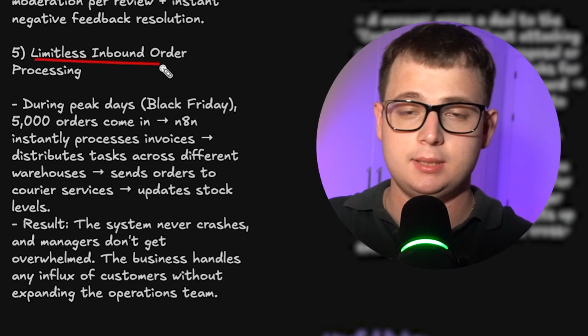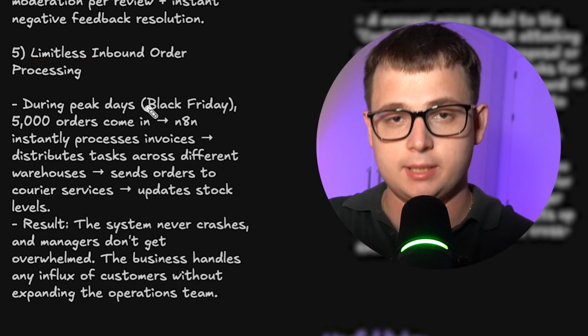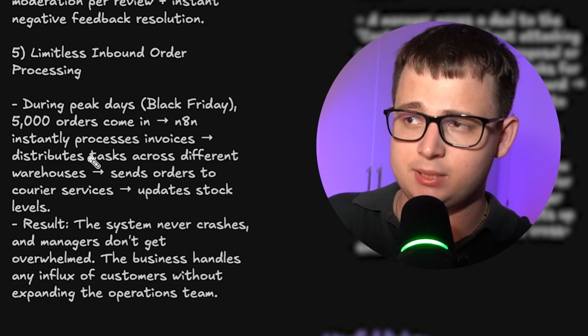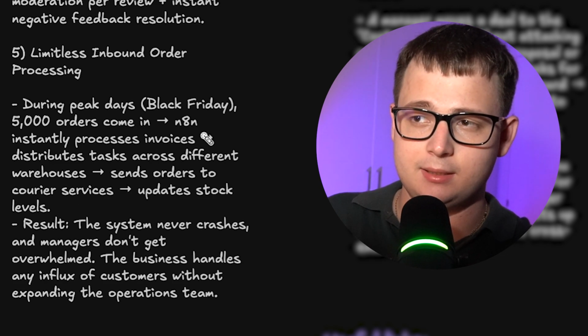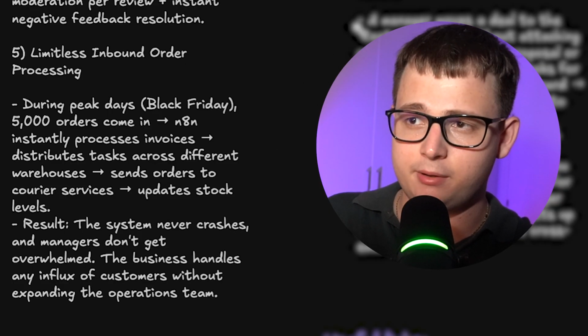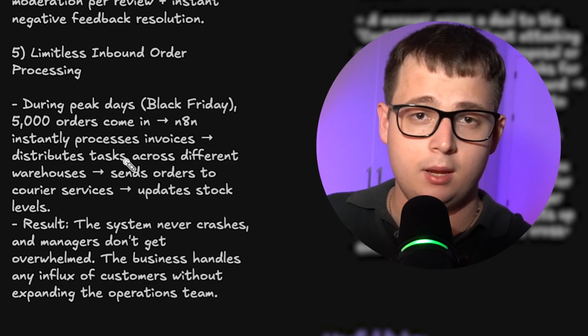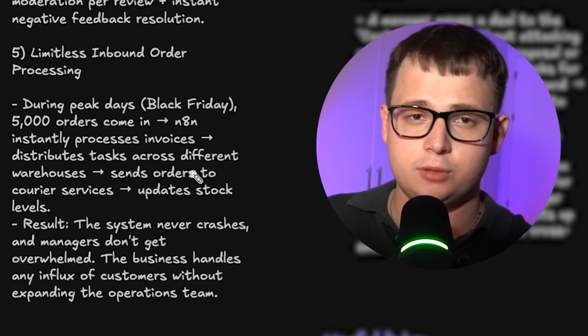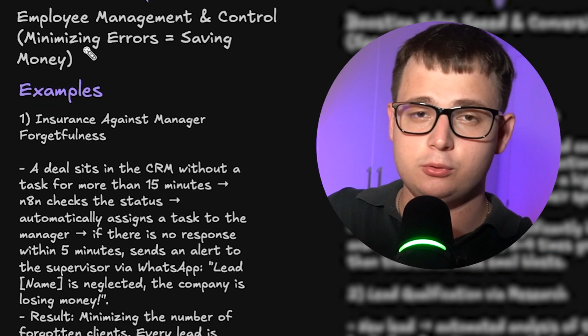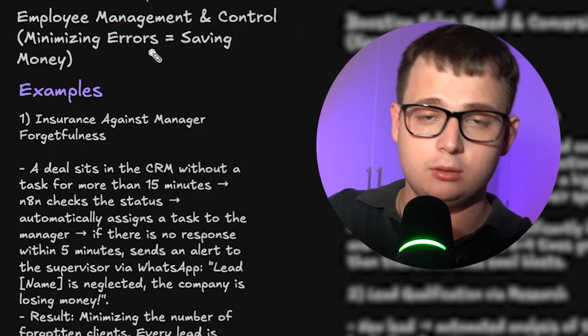The fifth example in this category is limitless order processing. We can set up an automation that receives an order, handles the digital receipts and invoicing, splits and assigns tasks to different warehouses, sends shipment details to the courier service, and updates stock levels. This means you don't have to scale up your team just for peak sales days, saving your staff a massive amount of time. Now let's move on to the second category, employee management and control.